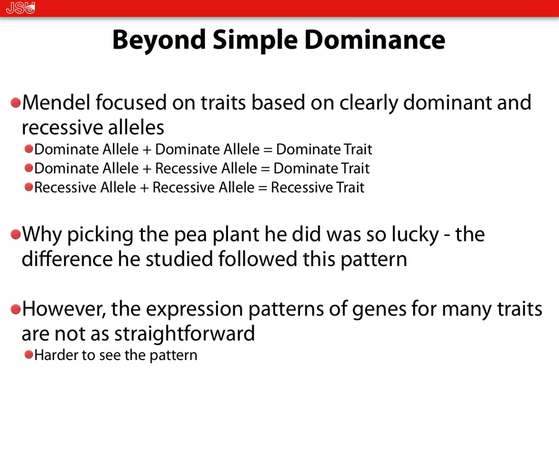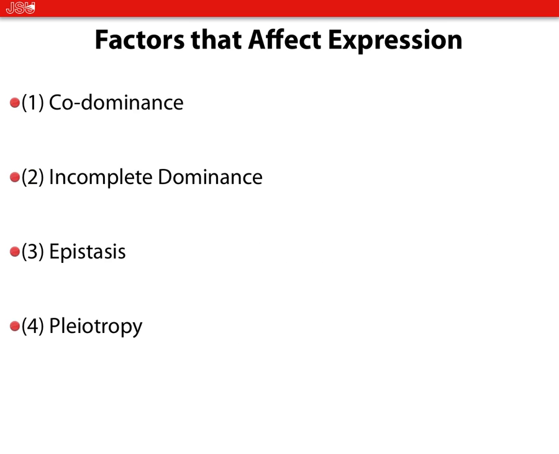Now, that is simplistic genetics we just saw, right? There are a lot of different types of genetic relationships out there. Many times it's not this dominant recessive thing. It's a lot more complex. So what's going to come next is some examples of this complexity. The four examples we're going to look at are codominance, incomplete dominance, epistasis, and pleiotropy.